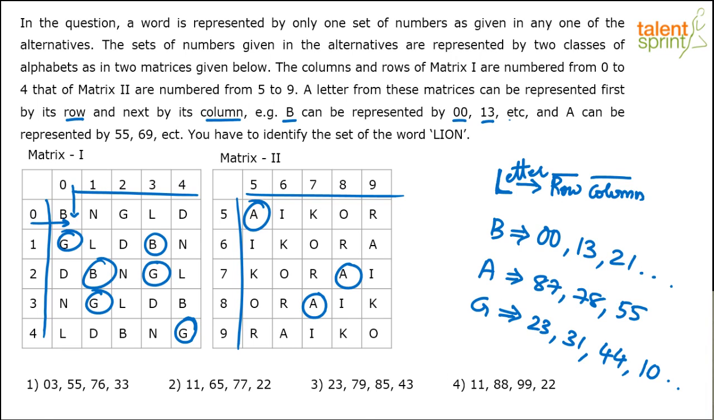So you have to identify the set of the word LION. Now how can you code LION? What we'll do is find out the codes for L, check which of those codes are given in the first position here, and go for elimination. That's the easiest way to solve such questions, right? So try that. Where is L? L is here, in the first matrix. So find out all the possible ways of taking L.